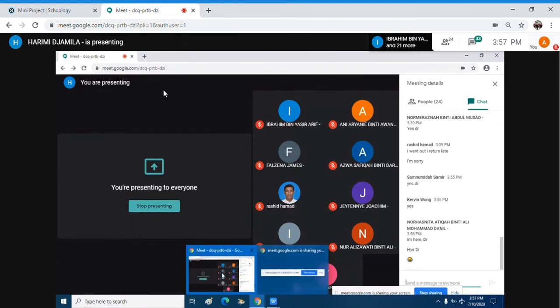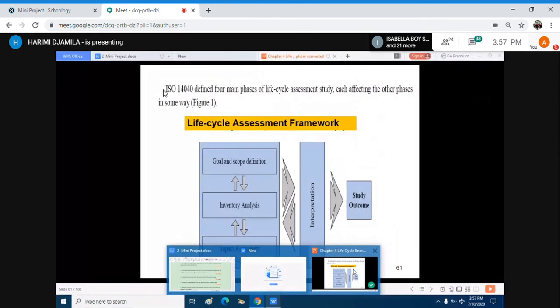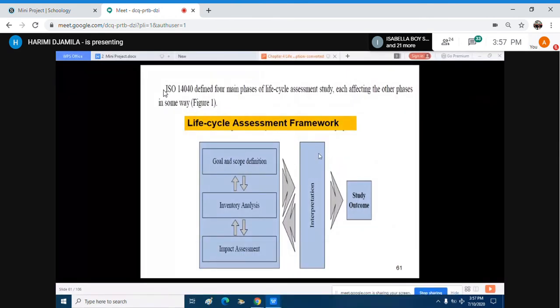Okay, so we pass to the next. As I mentioned, this one we did the last section for this chapter. So it's about ISO 14040. It's very simple then, because the development of the life cycle method is all based on the ISO standard, which is very well known, 14040. In this, I want to search for my other references.